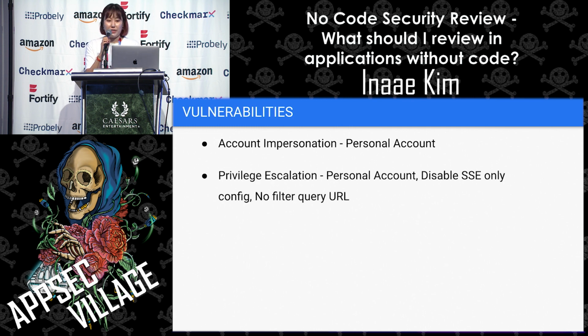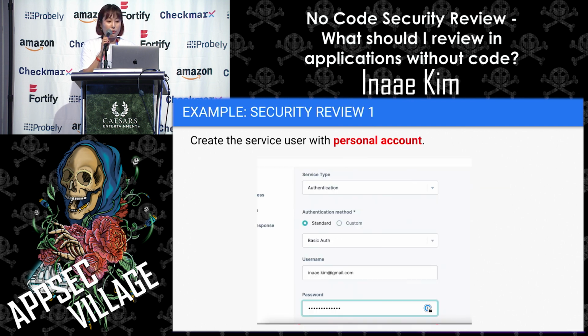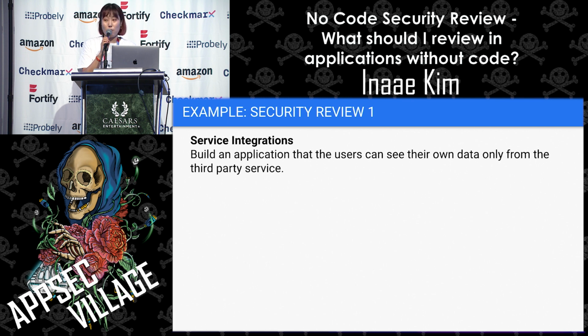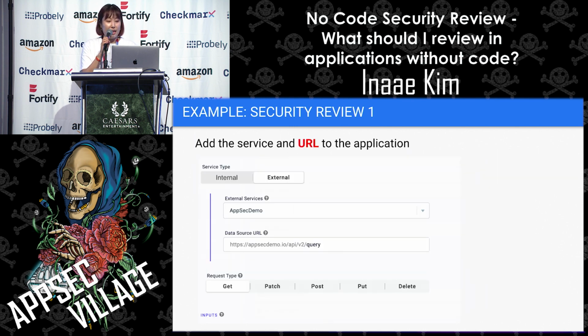Another vulnerability I found is privilege escalation. By using the personal account, first, that personal account may have admin privilege. And if you check carefully what the business requirement is, they want to see the user's own data. If you are using the service account, you may get other unauthorized data from them. And also, we did not add the user parameter, so just pulling the whole query will allow us to retrieve more data than you expected.